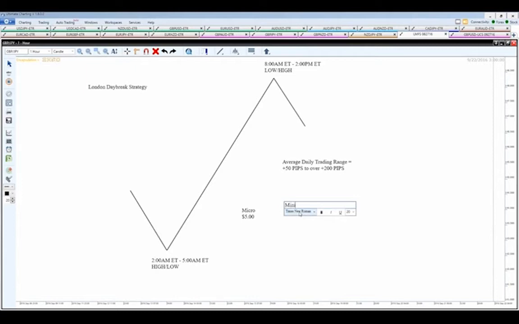Trading a mini lot account, each pip is worth about $1, so you'll be going after about $50 in profit per currency pair per day. And then the standard lot is $10 per pip, so you'll be going after $500 per currency pair per day, and just like that.